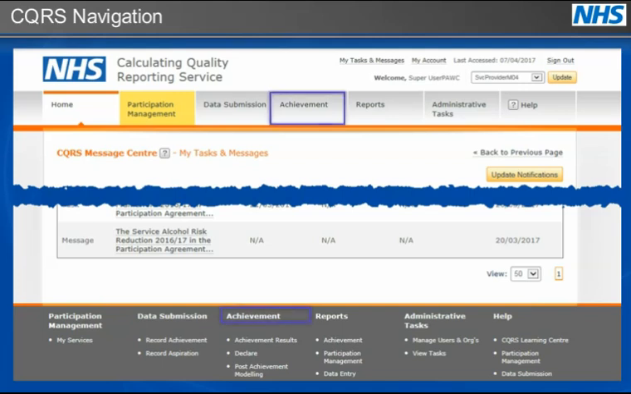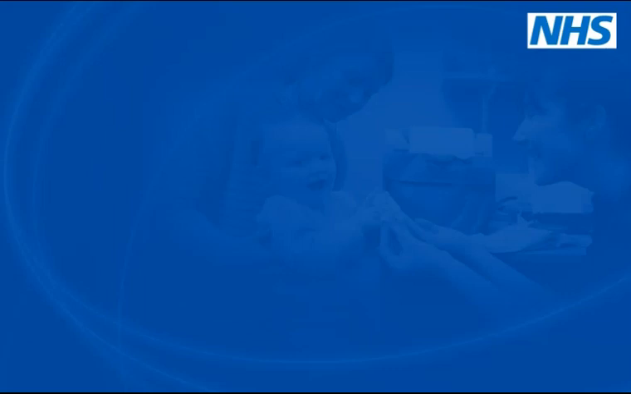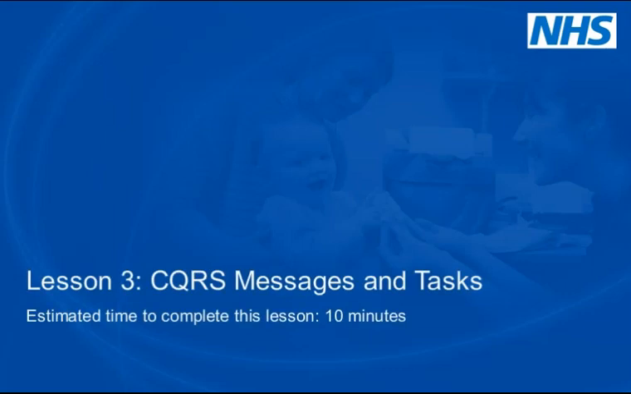The links at the bottom of the screen allow you to navigate to the same screens as the tabs. The tabs at top and the links at the bottom are the same with the exception of Home. The bottom links allow you to quickly see what is available under each tab. A great CQRS feature is that it manages the flow of activities and provides prompts, reminders, and confirmations to all users. In this lesson, you'll learn more about the messages and tasks you will receive via CQRS.